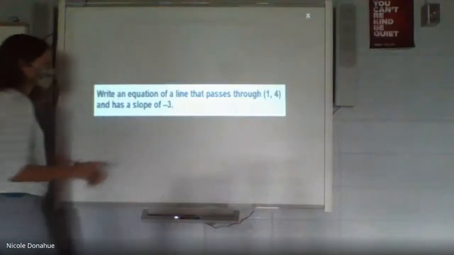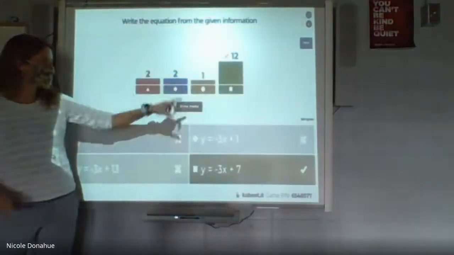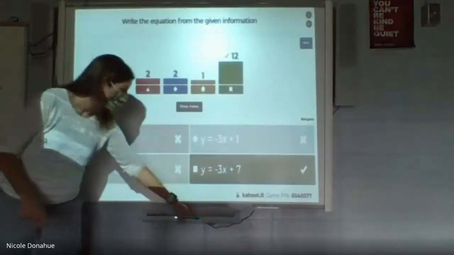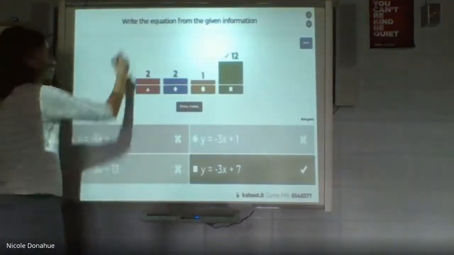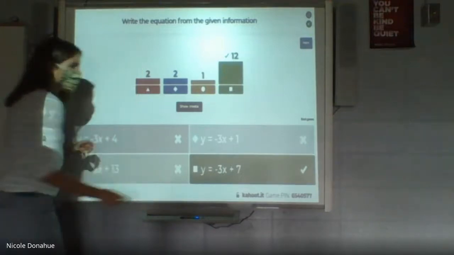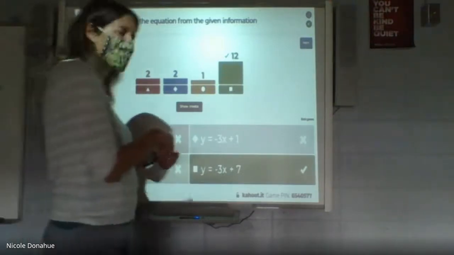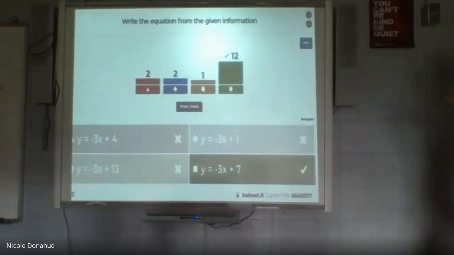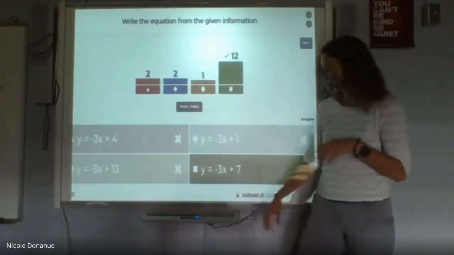So in this case, the slope is -3. That's your m, and then your x and y is 1/4. So then I just wanted to show you guys this one. So you have to multiply the 1 times the -3. That's -3, and then you have to move that over to the other side. So when you add that over to the other side, it becomes 7.